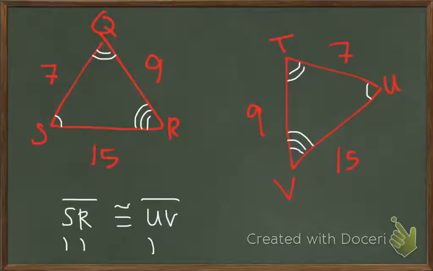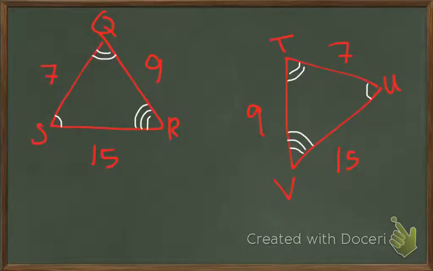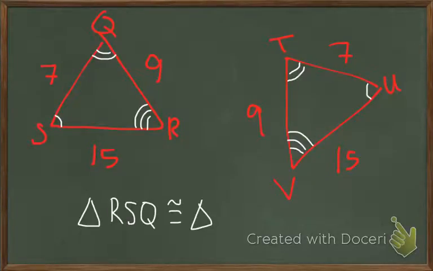Okay. I could say side QR is congruent to side TV because Q has 2 marks, T has 2 marks, R has 3 marks, V has 3 marks. I could say triangle RSQ is congruent to triangle, and now I need to look at the markings. R has 3 marks, so the other angle with 3 marks is V. S has 1 mark, so the other angle that has 1 mark is U. And Q has 2 marks, so the other angle that has 2 marks is T.